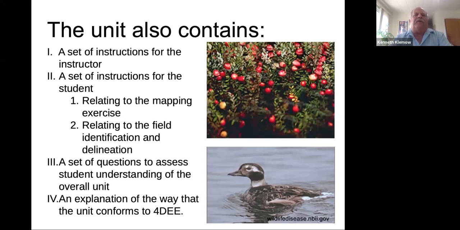So then, in terms of other things a unit contains, we have a set of instructions for the instructor in terms of, again, how to make this a successful exercise. And then we also have a couple sets of instructions for the students. One relates to the wetland mapping exercise that the students do online. So we go through, step by step, how to map wetlands in an area that might be nearby to them, or it might be a state park, or just some other location.